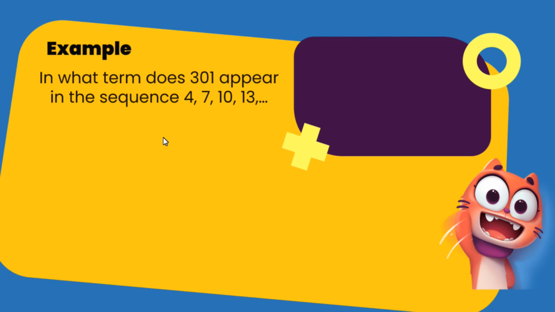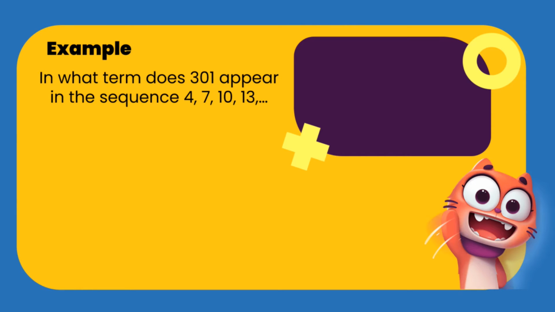Another example. In what term does 301 appear in the sequence 4, 7, 10, and 13? In this example, we need to find n, or the number of terms where 301 will appear. First thing to do is to write all the given, like what we did in our first example. After writing all the given, we can now substitute all the values into the formula. Our formula is a sub n is equal to a sub 1 plus the quantity of n minus 1 times d.